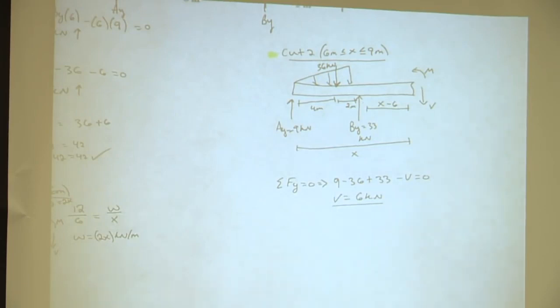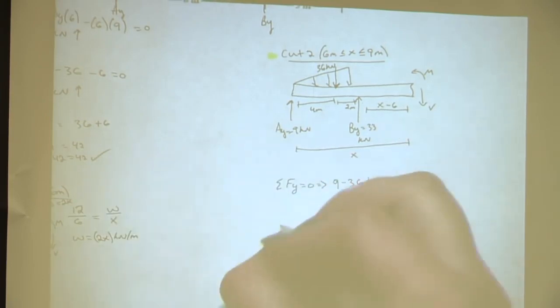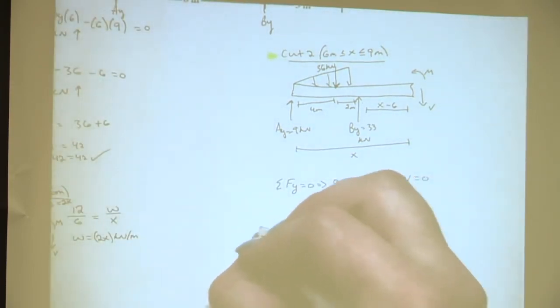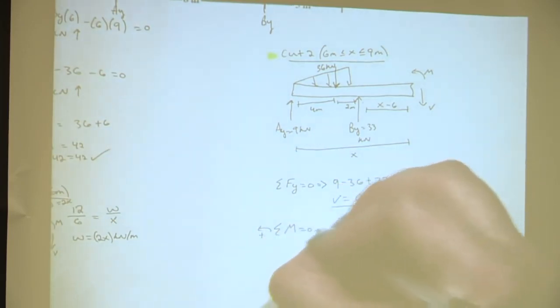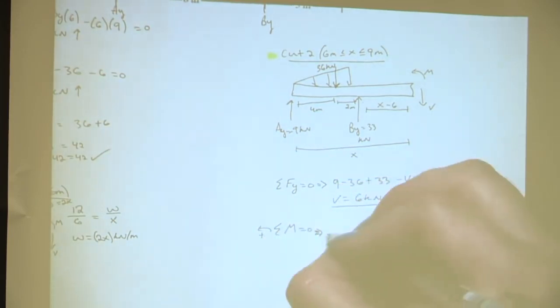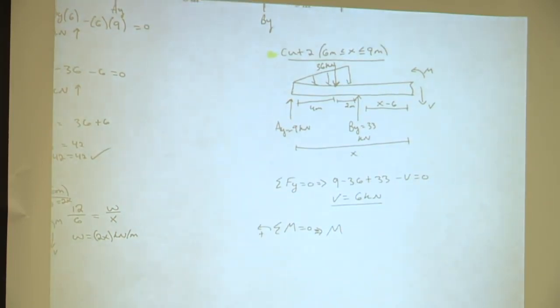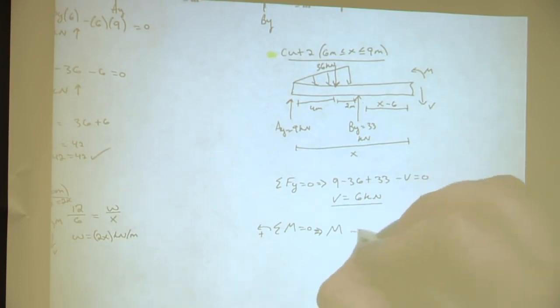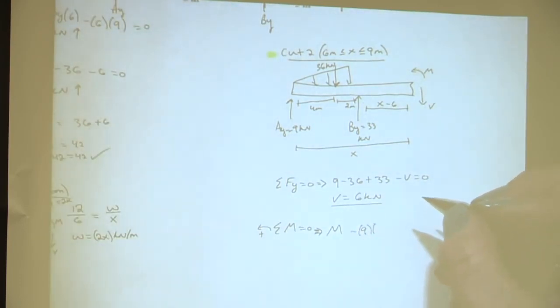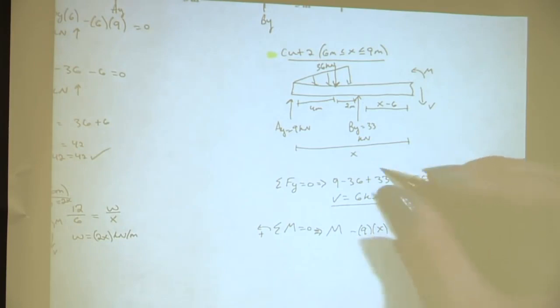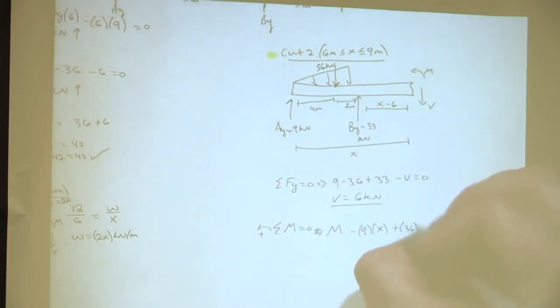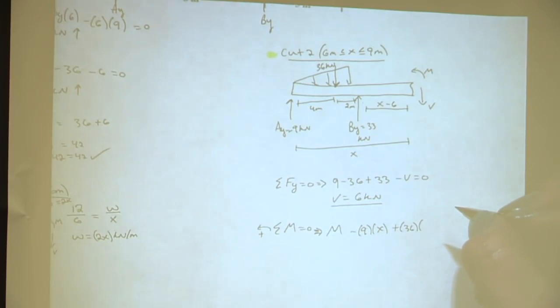Okay, and then what equation do you want to solve for next? Moment. And then use our positive convention of counterclockwise. Okay, and then, so our M is positive, and then what else do we have? The 9 kilonewtons, is that positive or negative? Negative. So minus 9, and then what is its perpendicular distance? Okay, and then the 36, positive or negative? Positive. 36 is positive. And then its perpendicular distance is what? What was that?